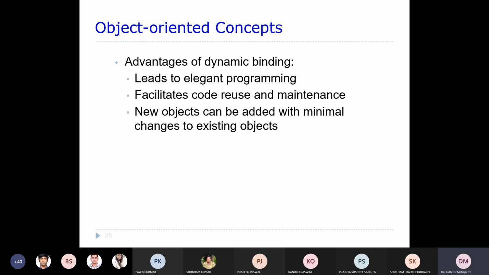Whenever you want to add any new objects, with very minimal changes to the existing objects, you can add as many objects as you require. But if you go through the traditional approach, you will have to make many changes when you add functionalities, right? In this case it is very much easier, right?